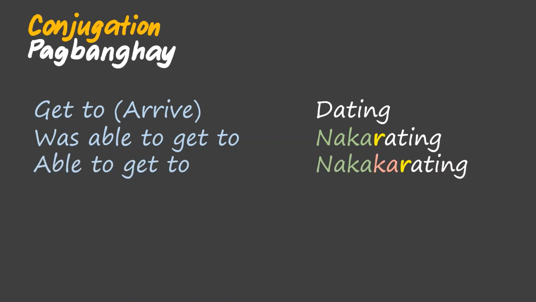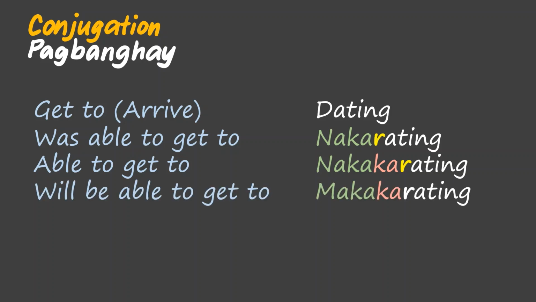So to say you are able to get to in the present tense, this is something you're able to do, nakakarating. And to say will be able to get to, makakarating. And last, to get to, makarating.